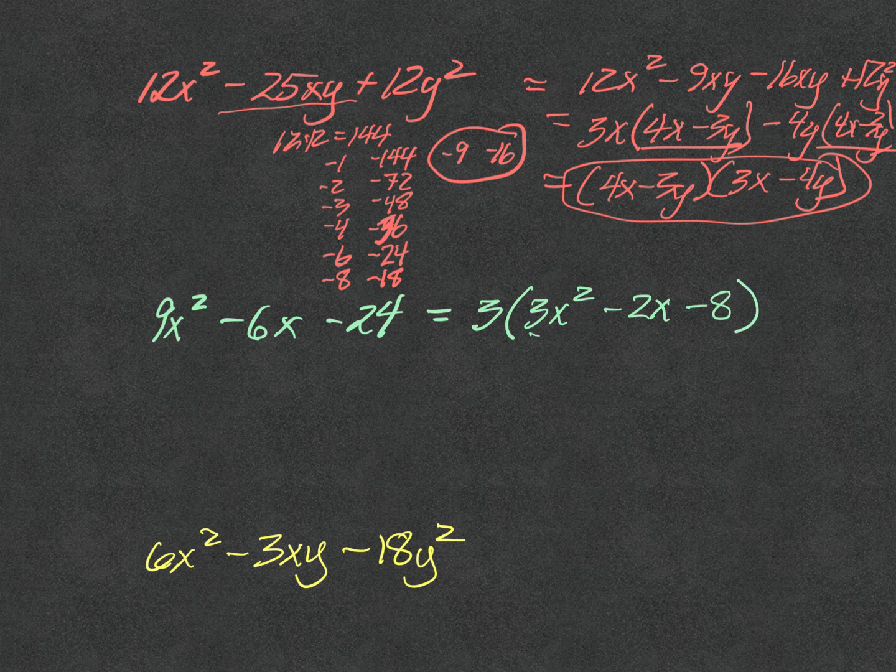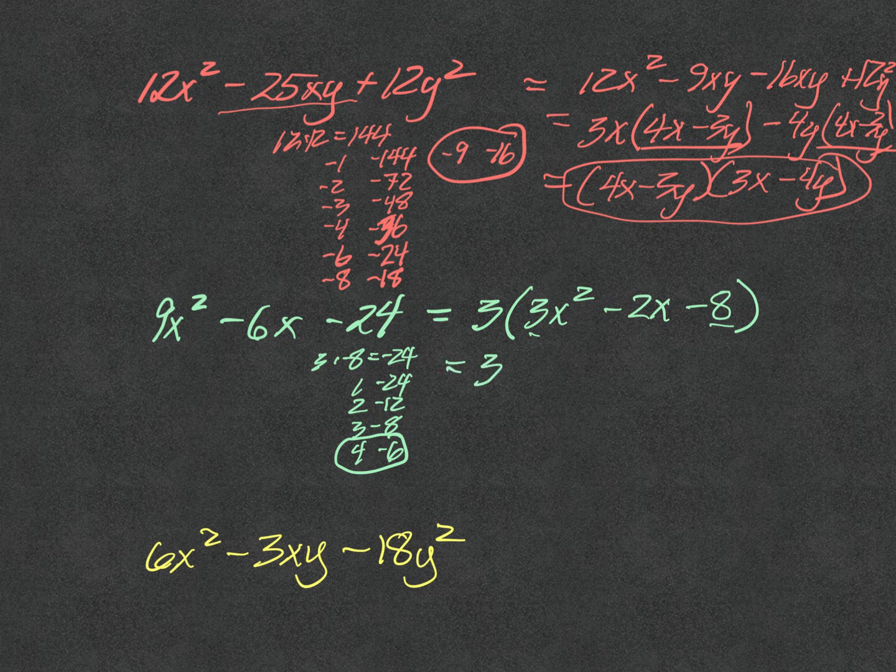And then I do my AC method with the quadratic inside. So 3 times negative 8 is negative 24. And they're going to add to give a negative, so the larger one's negative. So I write out what these are. 1 and negative 24, 2 and negative 12, 3 and negative 8, and 4 and negative 6. That's the correct choice.